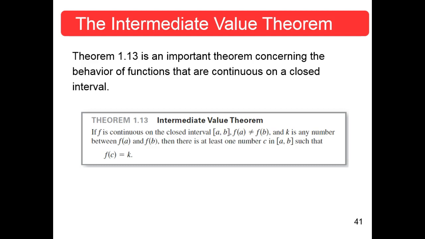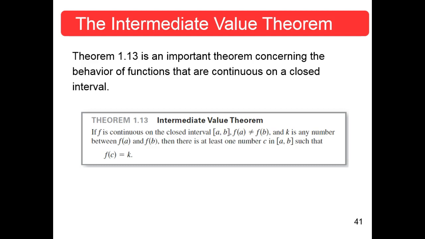concerning the behavior of functions that are continuous on a closed interval. So remember, now we're talking about functions that are continuous on some closed interval. It can't be one of those that has a place where it's not continuous. You have to be continuous on this closed interval. And here's what it says. If f is continuous on some closed interval from a to b, and it counts the value a, up to b, and it counts the value b, this function f is continuous everywhere on that part of the domain.